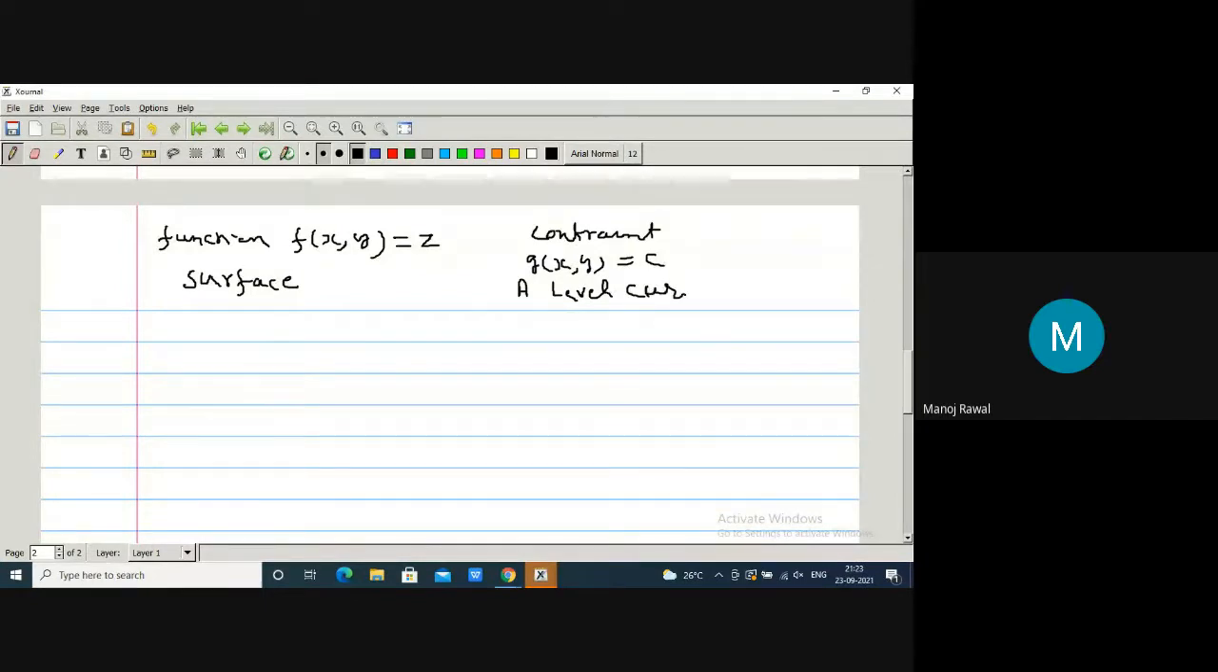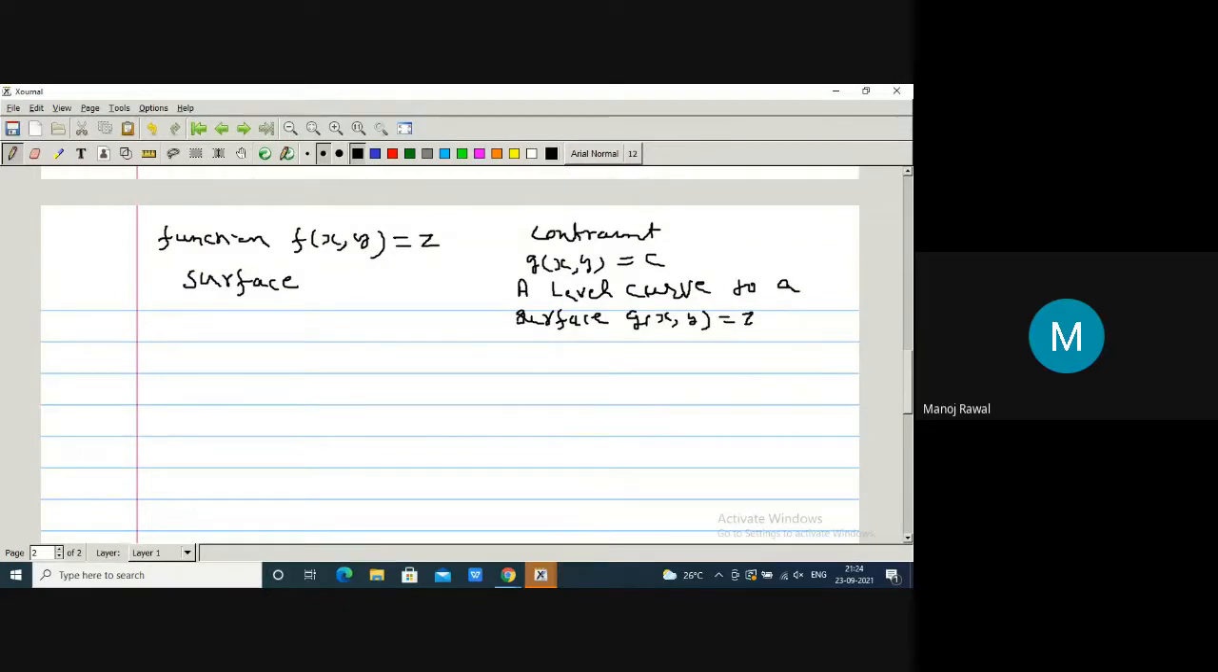This is a level curve to a surface. To a surface. What surface will it become? It will be in G. g(x, y) is equal to some z.